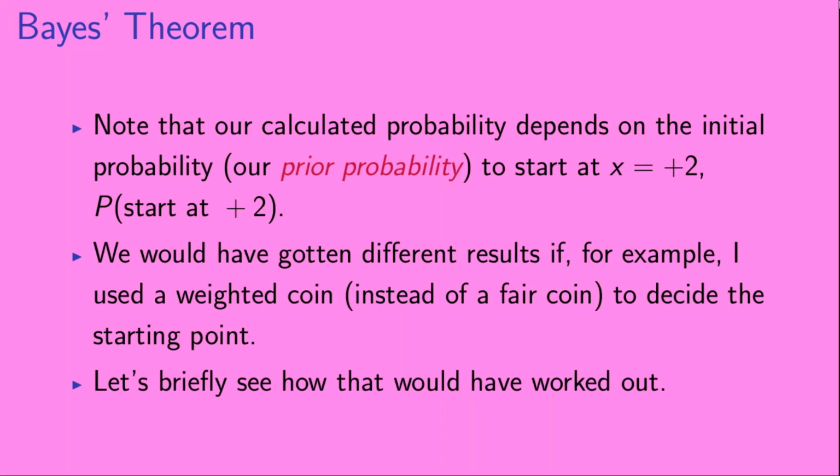Note that our calculated probability depends on the initial probability, also called our prior probability, to start at x equals plus 2, which we write as P of start at plus 2. We would have gotten different results if, for example, I used a weighted coin instead of a fair coin to decide the starting point for the object. Let's briefly see how that would have worked out.